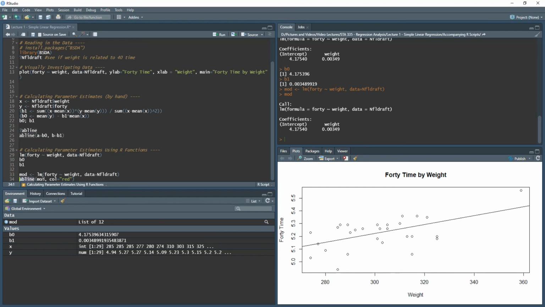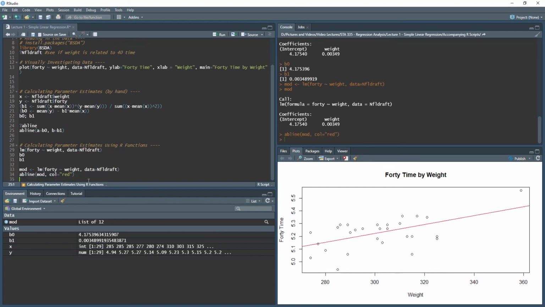We want to add the line from the linear model onto our plot, and we can see that this black line gets completely covered up. The black line is our hand calculations of what the best fit line is, and this red line is R's calculations of what the best fit line is, and they are identical.